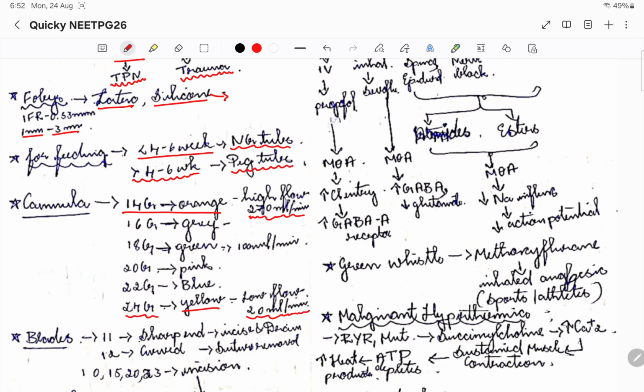Okay, so other things you will be knowing during your internship, right? We used to use green usually for everyone, that is 100 ml per minute. This is 18 gauge, whereas pink, which we used for kids, is 20 gauge. Okay.